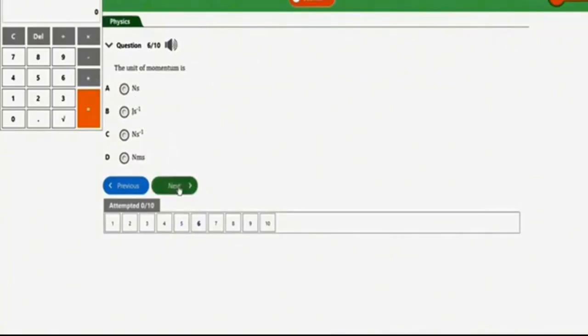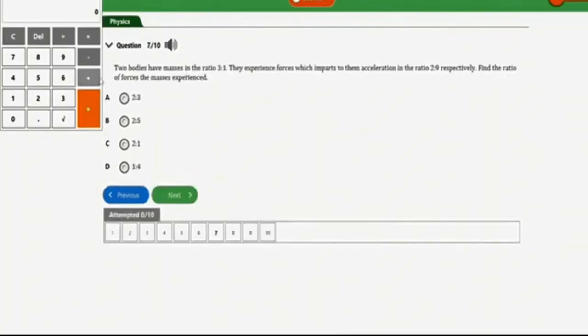The next one will be this question. It says two bodies have masses in the ratio 3:1. They experience force which imparts to them acceleration in the ratio 2:9 respectively. Find the ratio of forces the masses experienced. Okay, for this question, we know that the formula for force is MA.